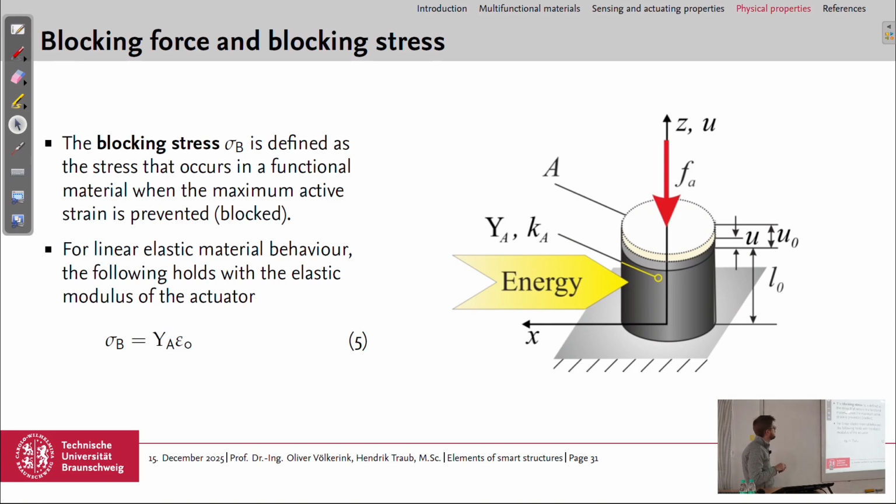So blocking stress, we have already defined on the slide before, but just for completion. Blocking stress sigma B is defined as the stress that occurs in the material when the maximum active strain is prevented or blocked. So if we could apply the maximum strain, but we block it with an external force, then we get the blocking stress, the maximum stress. And for a linear elastic material, we just have Hooke's equation. So sigma B, the blocking stress, is the Young's modulus of the actuator times the free strain in this case.